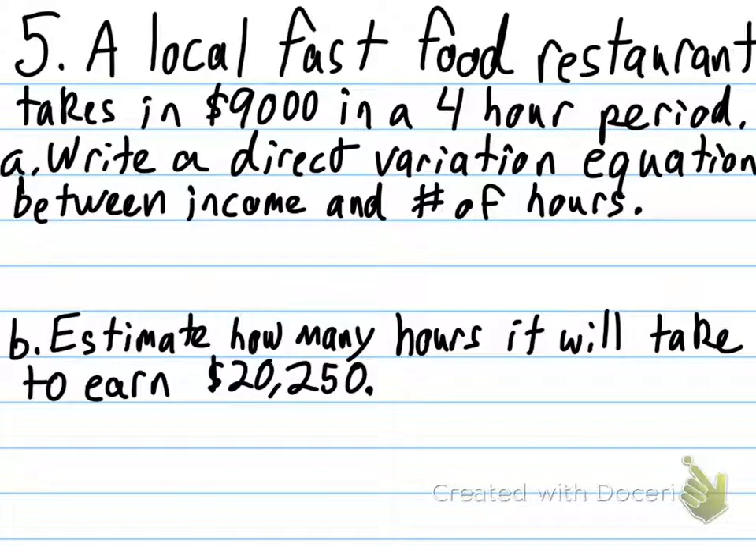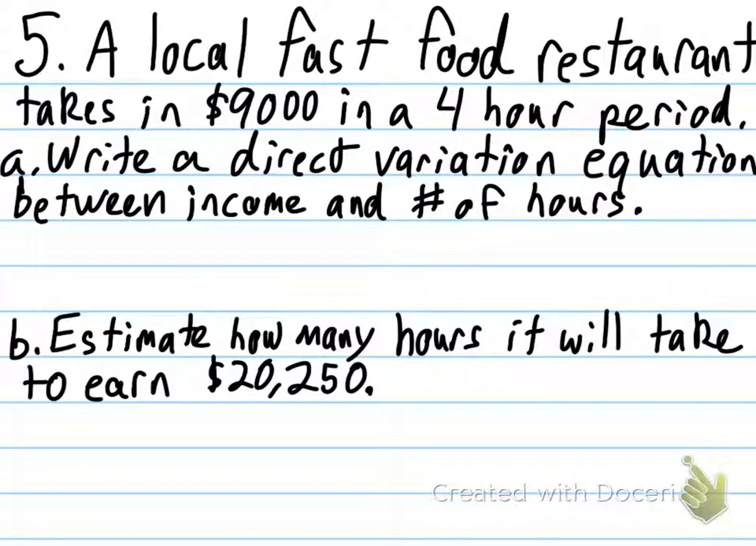Then we have just 2 more things to talk about. We're going to do some direct variation word problems. These are a little bit more in depth with your problem solving skills. So I'll go through this first one with you, and then I have one for you to try with your group. So it says a local fast food restaurant takes in $9,000 in a 4-hour period. First, write a direct variation equation between income and number of hours.